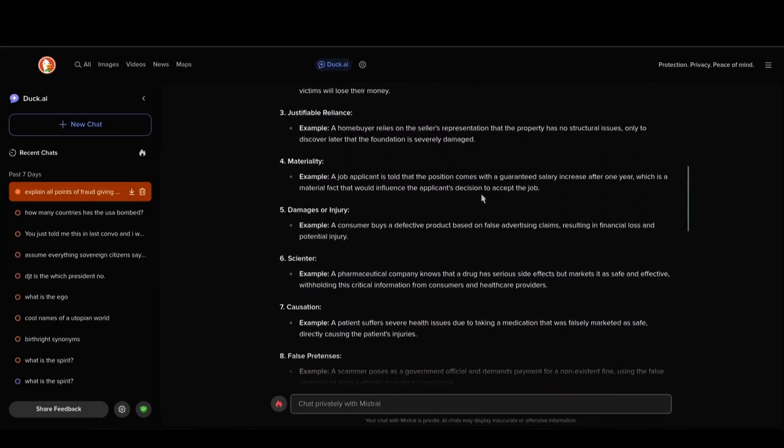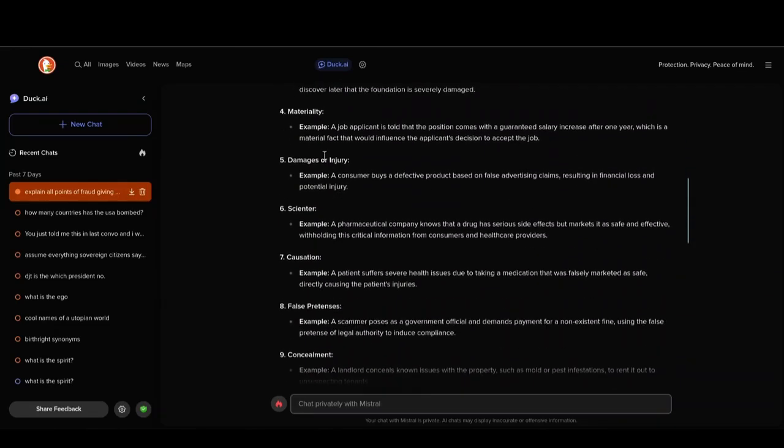4. Materiality. A job applicant is told that the position comes with a guaranteed salary increase after 1 year, which is a material fact that would influence the applicant's decision to accept the job. So this is the first time I'm actually reading this as well, so I'm thinking about that. Yeah, and then if their salary didn't go up, well, they were just deceived. So materiality is like the facts of the matter, not people's interpretations.